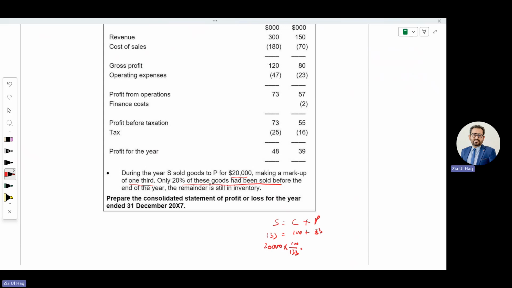Out of this, 20% of these goods have been sold before the year end. This means 80% of the profit is unrealized, and 80% of 5,000 is 4,000. So we need to add that to cost of sales, and this amount we need to deduct from both cost of sales as well as sales.